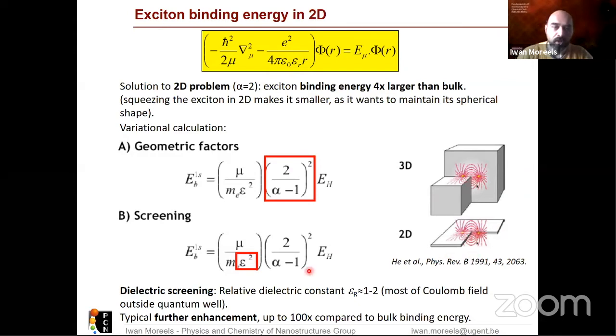In this way, you can understand that the dielectric constant that you have to use here is not the one of the semiconductor anymore, but it's the low dielectric constant of the organic solvent that you have to use. If this number goes down, it scales with the square of the dielectric constant, so the binding energy goes up dramatically. You can actually have 100 times stronger binding energy for excitons in colloidal nanoplatelets compared to bulk semiconductors.